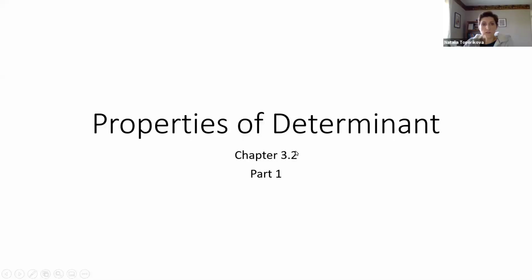Hello, this is the first part of chapter 3.2, and we continue to talk about determinants and how to calculate them. Last time I figured out how to calculate the determinant of a matrix of any size, and we will continue doing this today. But first, let's look at some properties of determinants which make these calculations easier.